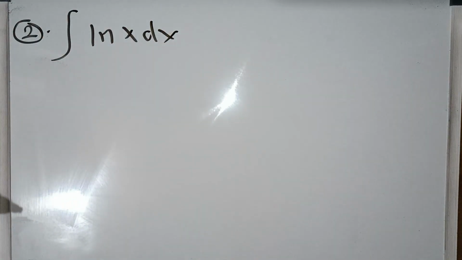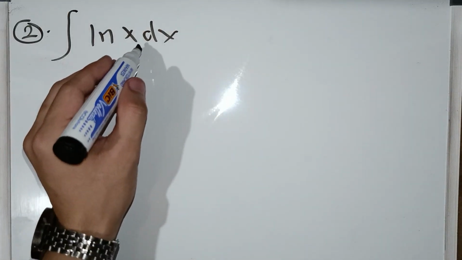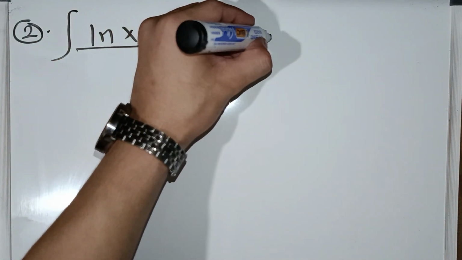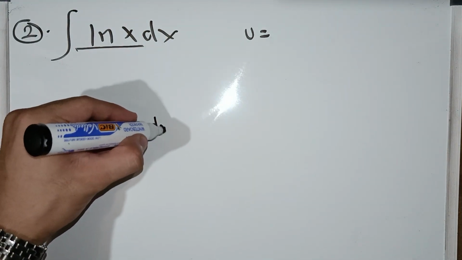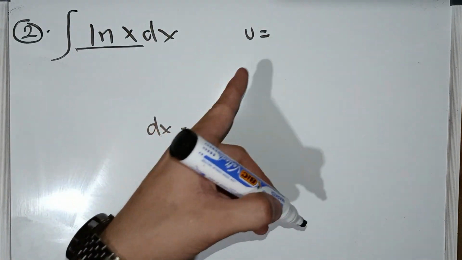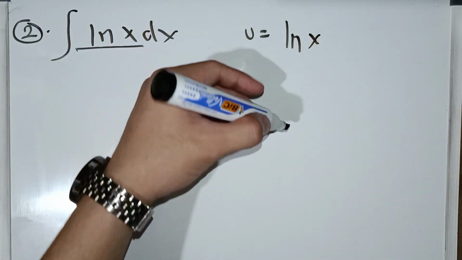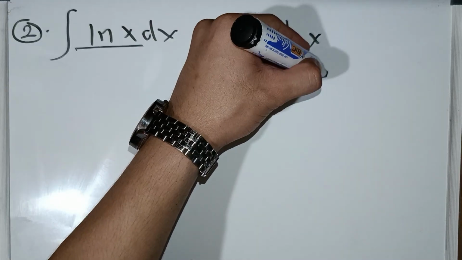So for problem number 2, let's try the integral of ln x dx. Here we have to choose what will be the u and dv to our problem. Let u be this one. Since dx is equal to dv, we have now the u, which is equal to ln x, and the derivative of this is equal to 1 over x dx.